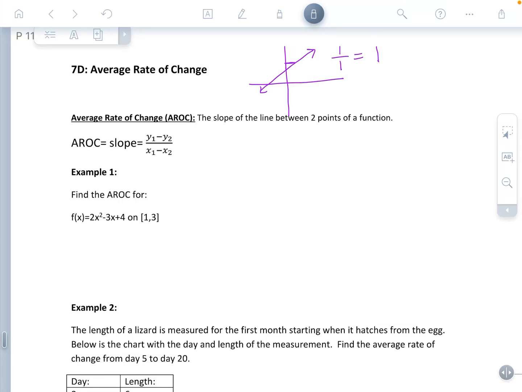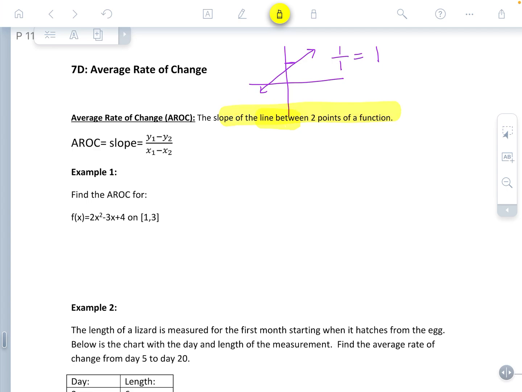Welcome to your 7D notes on average rate of change. The average rate of change will hopefully be something that is easy for you because it's really a review of something you have already learned before. The average rate of change is just the slope of the line between 2 points of a function.